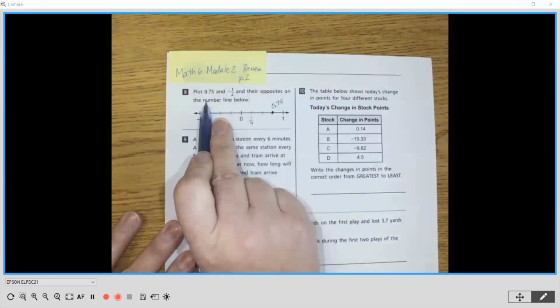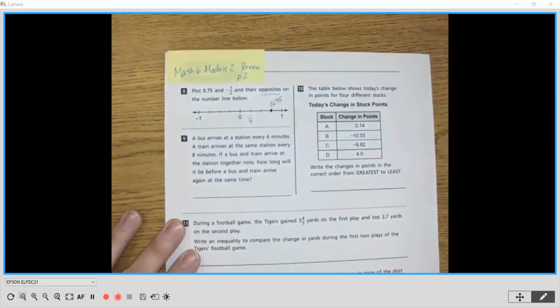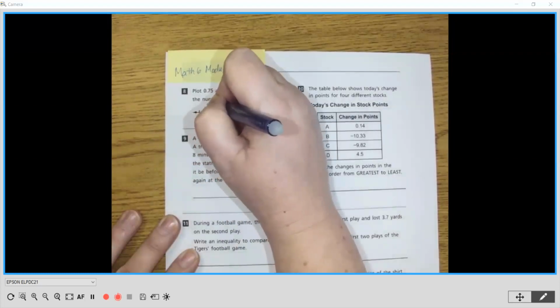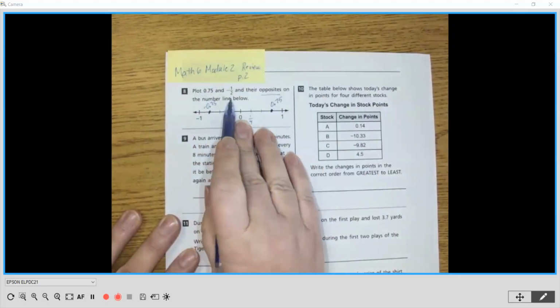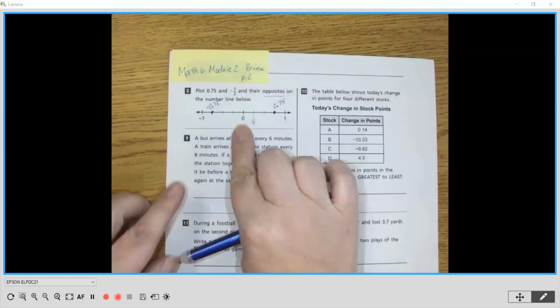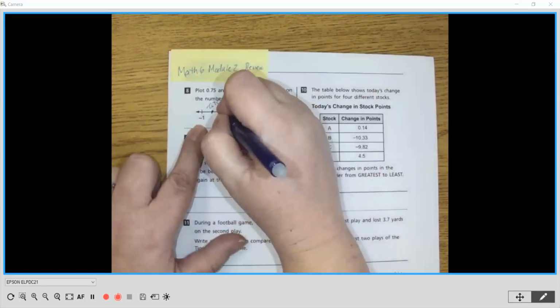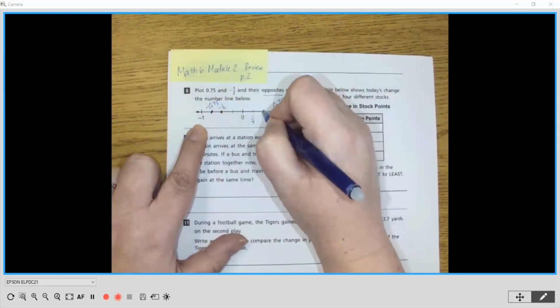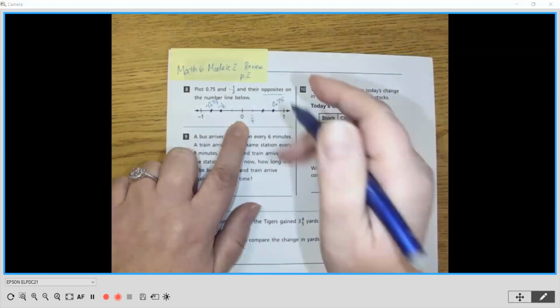75/100, and we are also asked to graph its opposite. Its opposite will be -75/100. -1/2 will be right here, halfway between 0 and -1. And its opposite is +1/2 right here, halfway between 0 and +1.